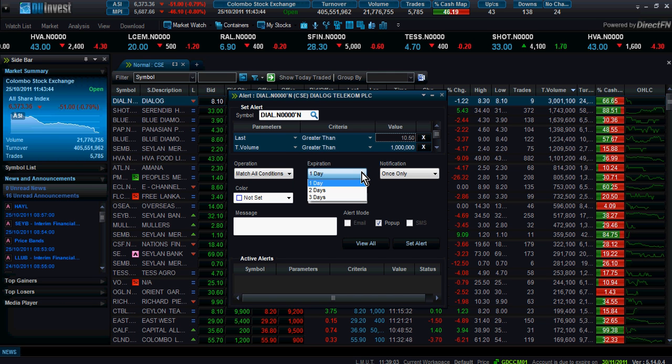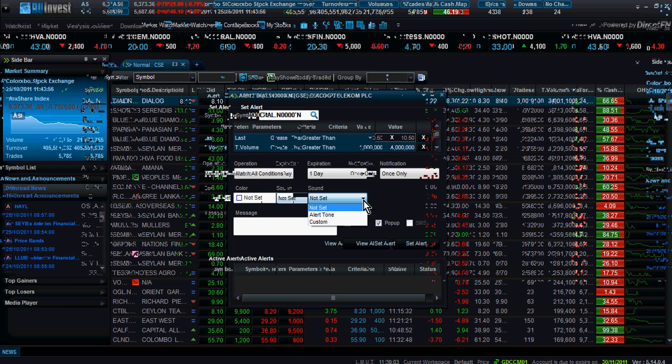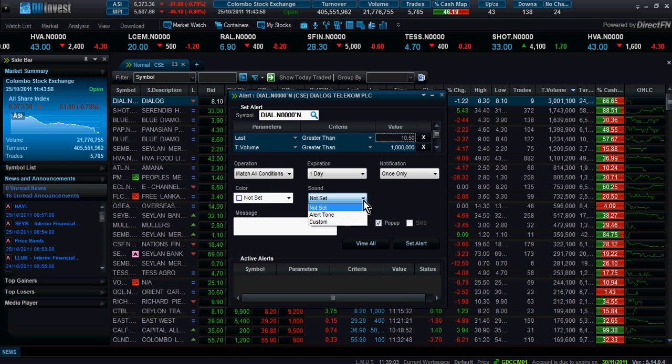You can set an expiry. It will keep alerting you, and if you don't see it for a while, then it will expire. For notifications, they'll send it once a day or weekly. And you can also set a sound. So for Dialog you can have your own sound, or for something else you can have a different sound. So by the sound itself you will know what the alert is.